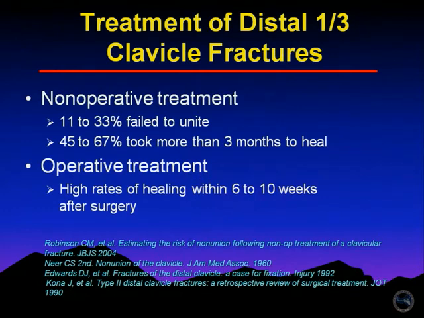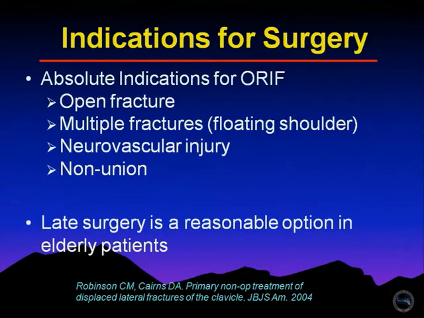Non-operative treatment for these results in up to 33% failure to unite, and sometimes a long delayed course with union. Operative fixation has shown high healing rates in several studies. So the indications for fixation of the lateral fractures: open fractures, multiple fractures with a floating shoulder, neurovascular injuries, and then those that go on to a non-union. I think late surgery is a reasonable option in elderly patients. You may want to try non-operative treatment first.